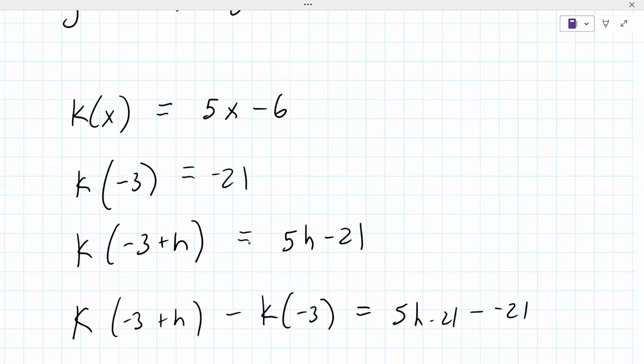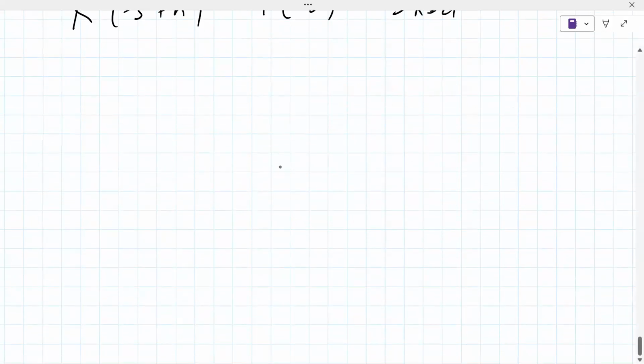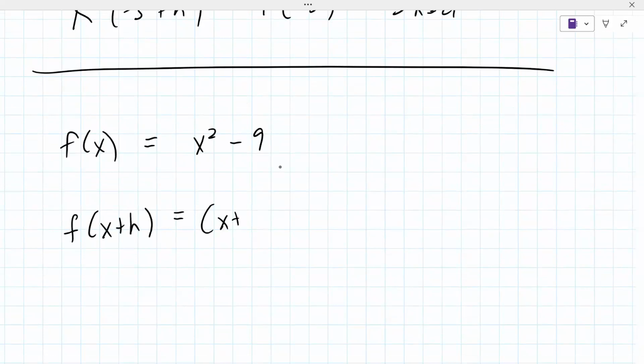Okay. So the last piece of this is that you'll end up getting something more complicated like f of x equals x squared minus 9. And you first have to figure out what f of x plus h is. So this time, when you put it in for x, you have to remember that you're expanding a binomial.